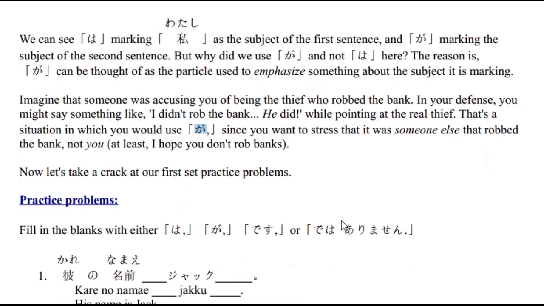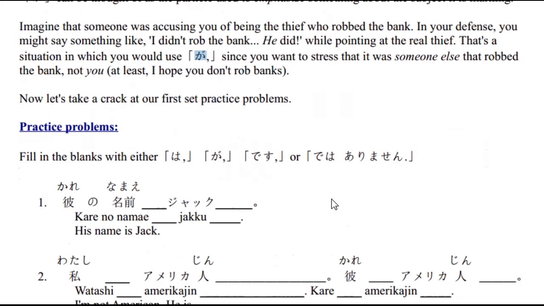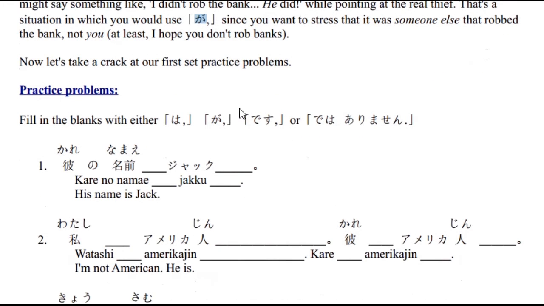All right, so just remember that ga is used to emphasize the subject of a sentence, whereas wa is usually used to just introduce and maybe say something general about the subject. All right, so now we're going to look at some practice problems.